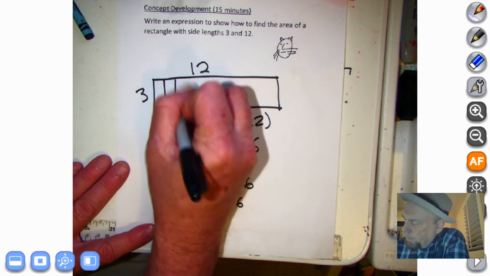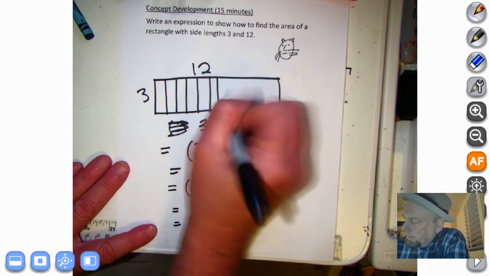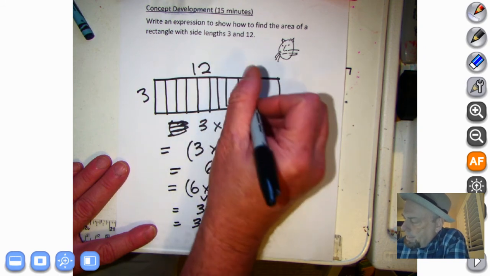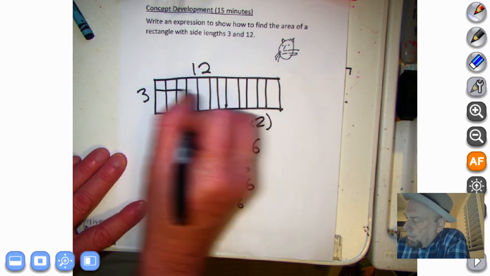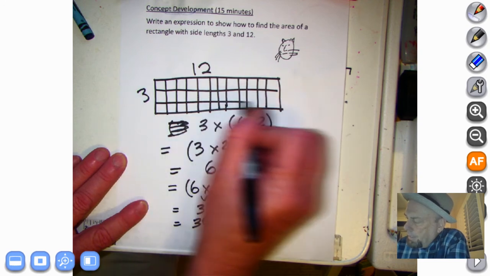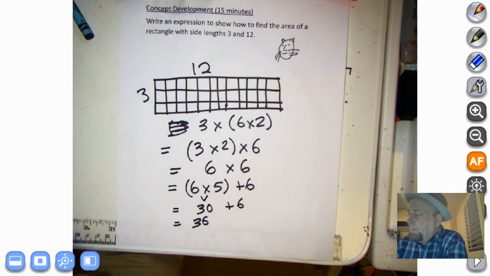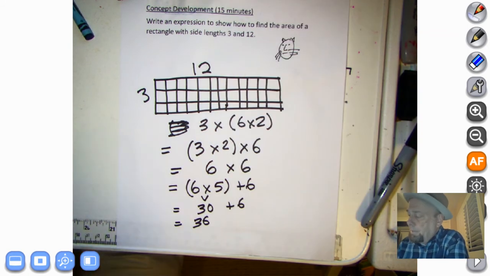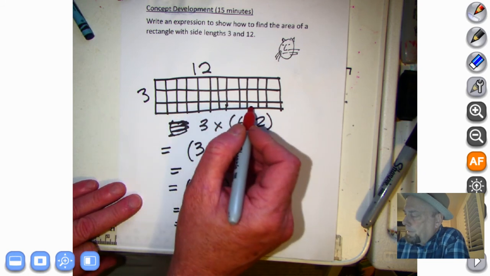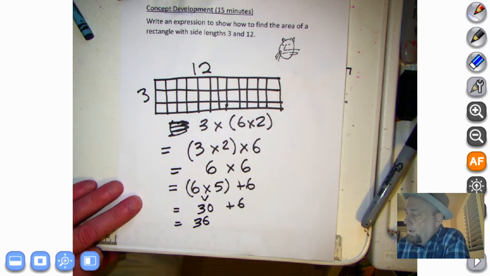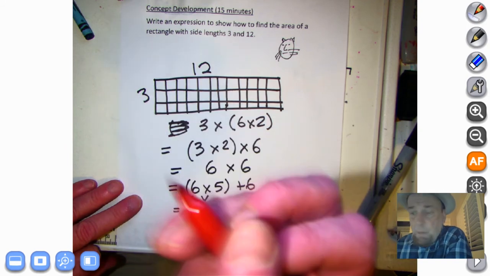1, 2, 3, 4, 5, 6, 7, 8, 9, 10, 11, and 12. And then we go over 3: 1, 2, and 3. Let's pretend they're all perfect, nice, and neat squares. So how many do we have here? Well, we can count by threes: 3, 6, 9, 12, 15, 18, 21, 24, 27, 30, 33, 36, right? Or we can count by 12s: 12, 24, 36. There's definitely 36 here.